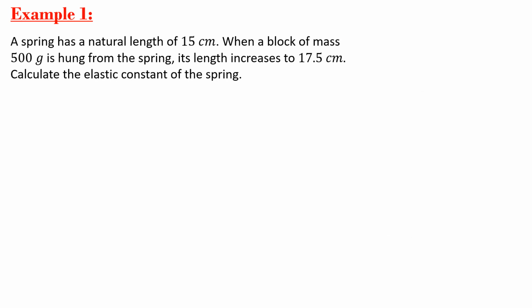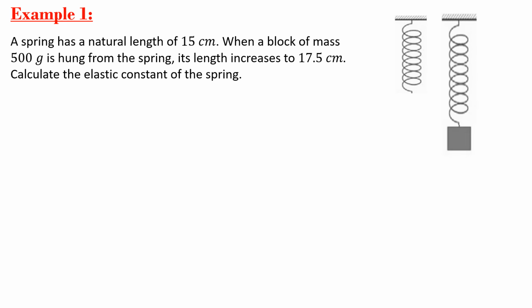So let's jump into an example. A spring has a natural length of 15 centimeters. When a block of mass 500 grams is hung from the spring, its length increases to 17.5 centimeters. Calculate the elastic constant of the spring. So let's see what we have. We have our spring. As soon as we hang the mass on it, it is going to extend. So our natural length of our spring is L0, and the question tells us that's 15. And then we have an extension when the mass is hung, and that's 17.5 centimeters.